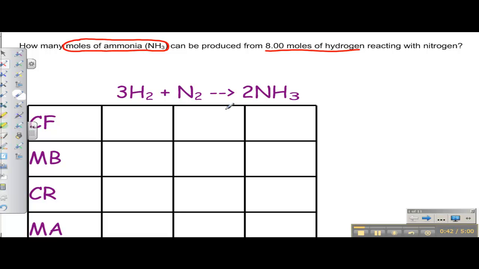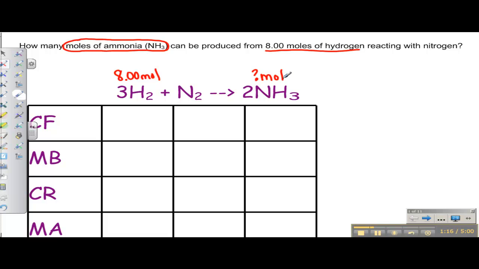Now we've got our balanced equation here. That's given to you. If not, you've got the information to write balanced equations now. So we want to label our equation. We have 8 moles of hydrogen. H2 is our hydrogen. So I'm going to put my 8 moles above hydrogen. And I'm looking for moles of ammonia, so question mark, because that's what I'm looking for. Always put the unit. Why I do this is so that I don't have to keep going back and reading the question each time.